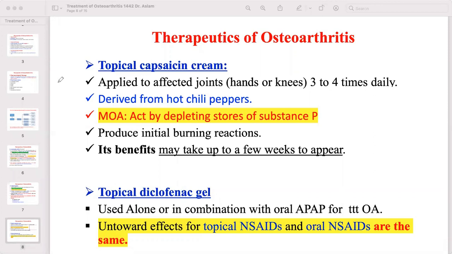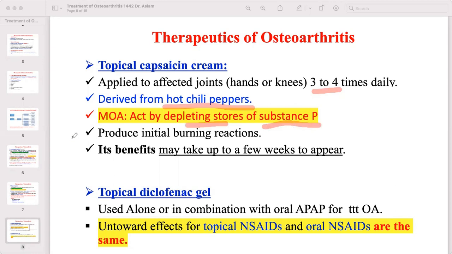is obtained from the red chili, applied to the affected joint, hands or knees 3 to 4 times daily. It is derived from hot chili peppers. As we know, hot chili is an irritant, so the mechanism of action is that topical capsaicin cream acts by depleting stores of substance P and thereby inhibiting the inflammatory mediators. It produces initial burning reactions.